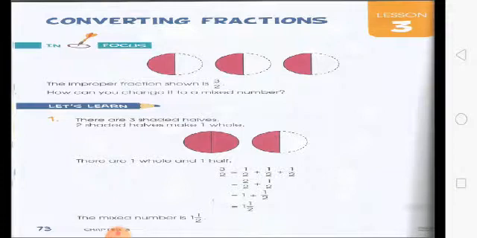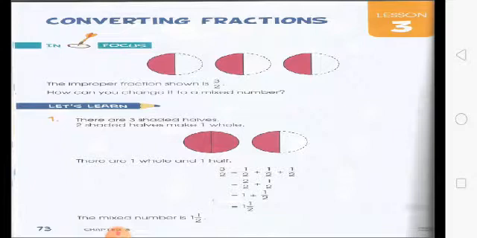As you notice, the denominator is 2. This means one whole is divided into two halves, or we can say there are three shaded halves, and two shaded halves make one whole. So we can say that this is one whole and one half.